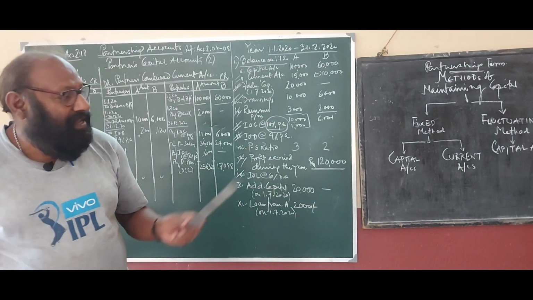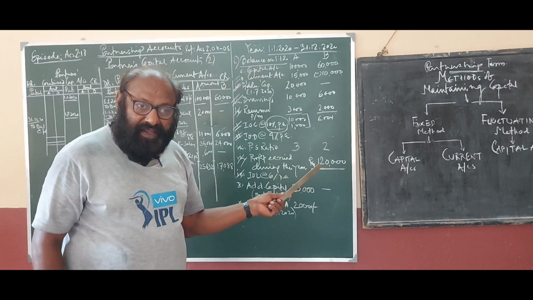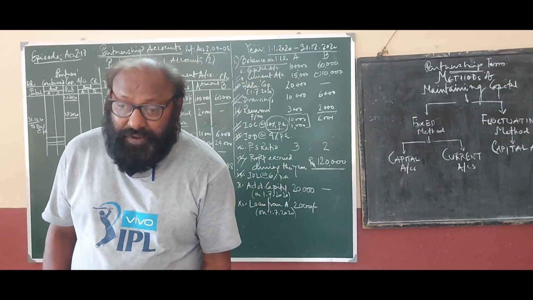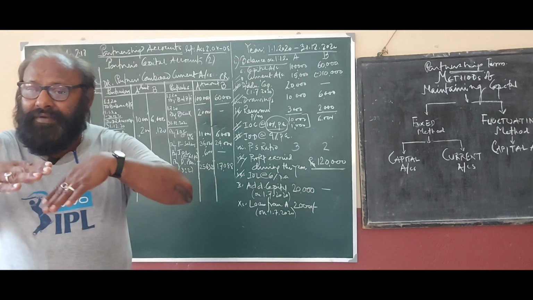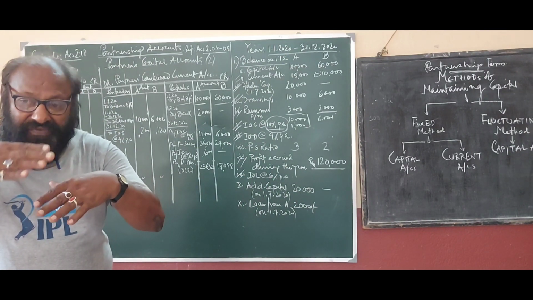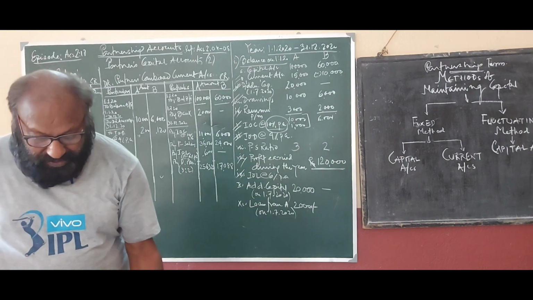And what is that account? That is capital account. Clear? Now, what are the problems? In fluctuating method, the capital balances are differing. Capital balances are differing. Clear? Are you getting me? First, fine.